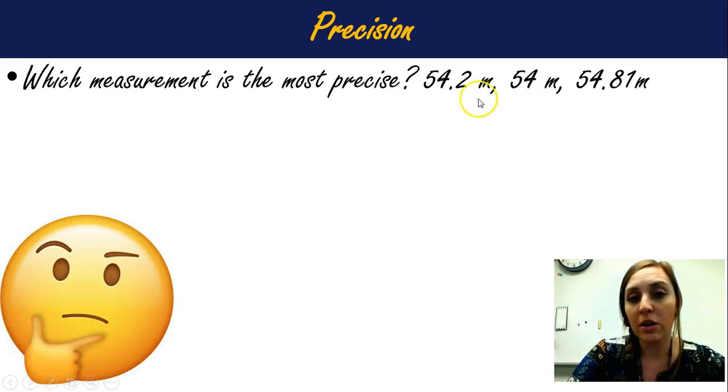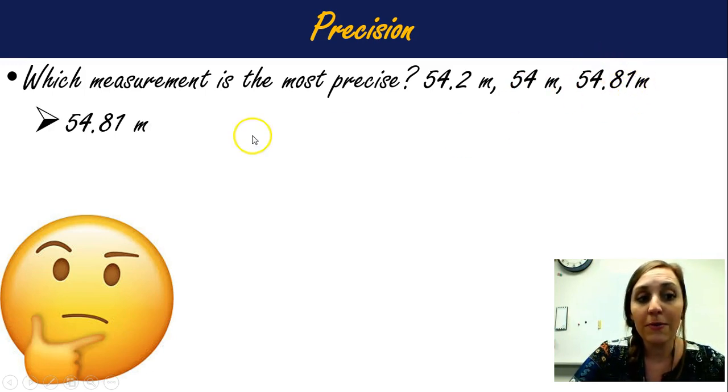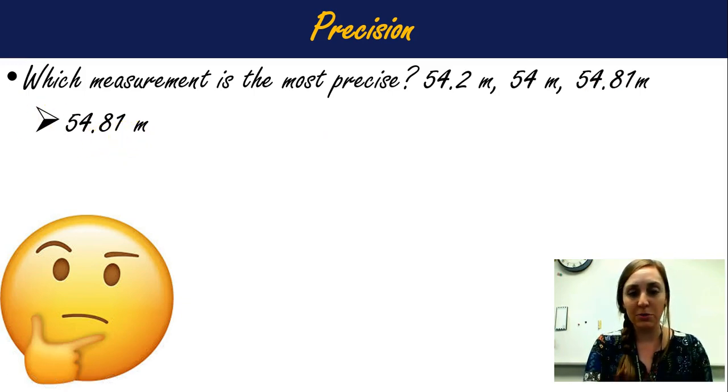So what you want to do is make sure they're all with the same unit. They're all meters. And then you want to see what's the last digit to the right. What position is it? This is the tenths. This is the units, and this is the hundredths. Which of those is the smallest? The hundredths. So 54.81 meters is going to be the most precise out of those measurements.